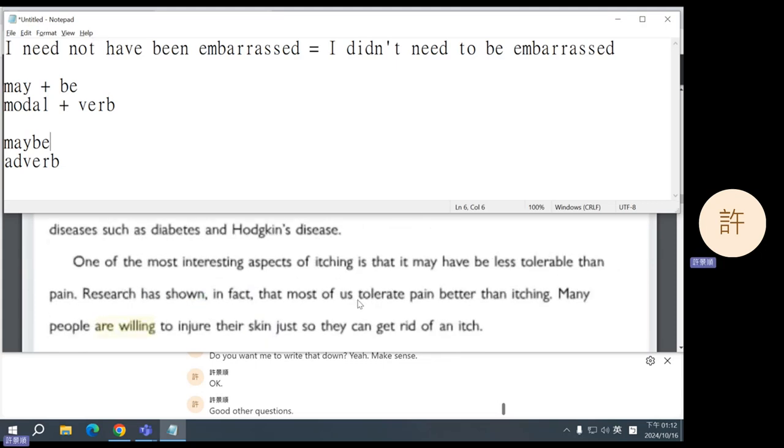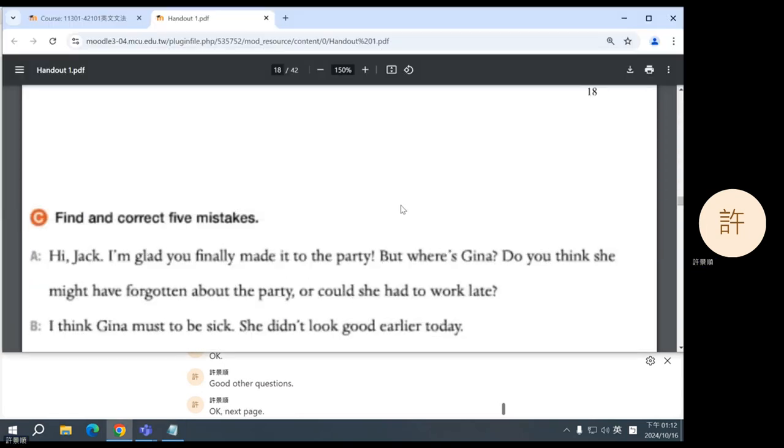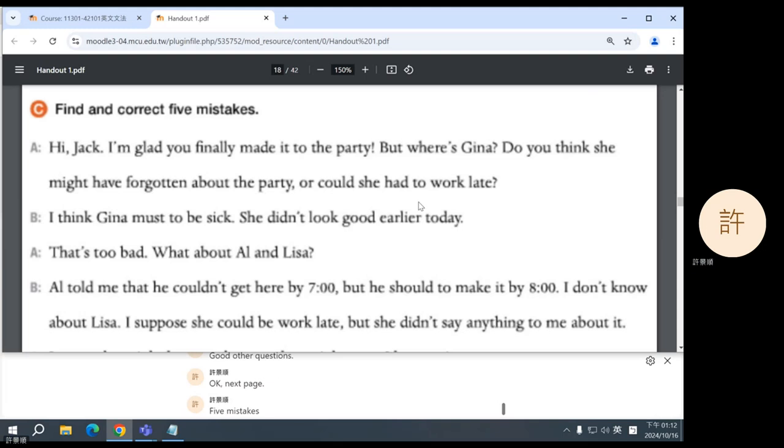Okay, next page. Five mistakes. Okay. Hi, Jack. I'm glad you finally made it to the party. But where's Gina? Do you think she might have forgotten about the party? Or could she had to work late?